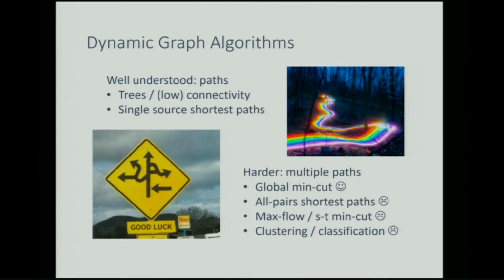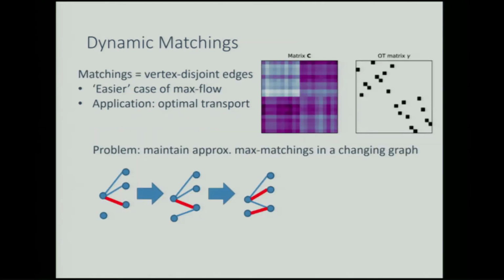And the general case with dynamic graph algorithms is that once again, we're very good at maintaining single or 2 paths. But as soon as the number of paths gets large, for things like flows and cuts, right now, for a lot of these problems, the current best we can do is basically recompute from scratch. One particularly interesting problem is dynamic matchings.